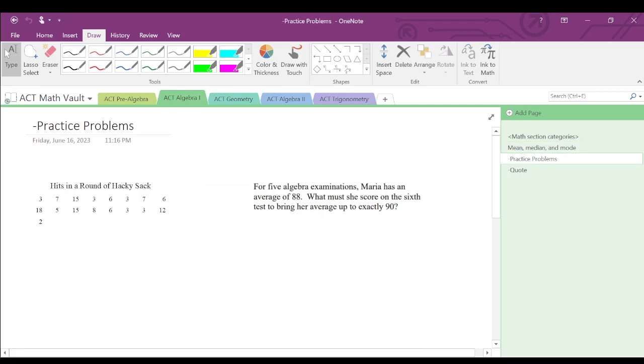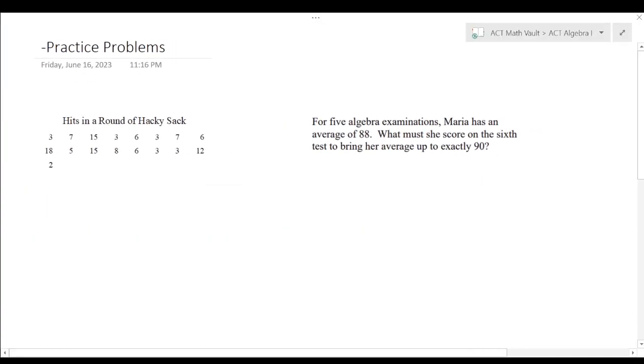We have some practice problems. Now, this first one is easier than the one I gave you earlier, because it has an odd number of entries, and that will allow you to get a median a little bit easier because you don't have to do any sort of averaging in the middle. And let's just assume that the directions are the same as before. This is what is the mode, median, and mean.